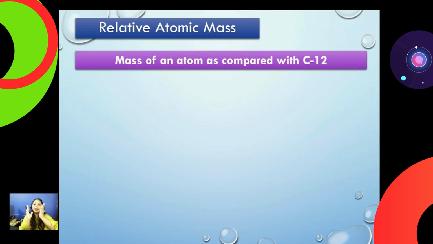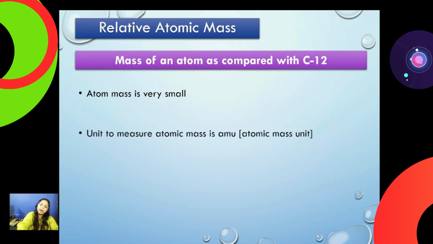If something is heavier than carbon, then on the basis of how heavy it is, we give it a mass. If it's lighter, on the basis of how much lighter than carbon it is, we give it a mass. In this way, they determine the atomic masses. An atom is very small, so definitely the mass is also very small, and the unit used to measure atomic mass is the atomic mass unit, AMU, which is equal to 1.661 into 10 to the power minus 27 kg.